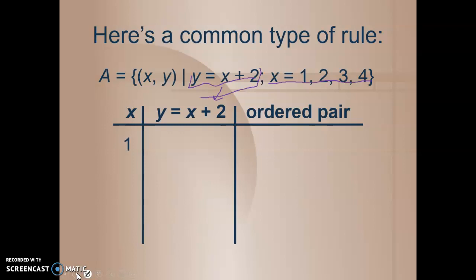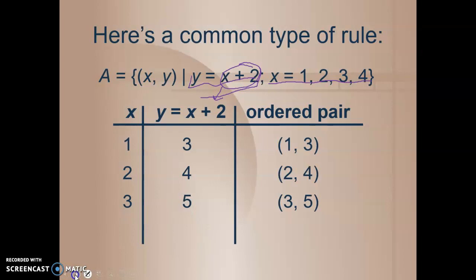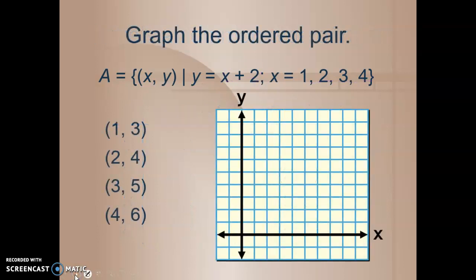So when we plug in 1, 1 plus 2 is 3, and our ordered pair is 1, 3. When we plug in 2, again, we're plugging them into this equation here, 2 plus 2 equals 4, so our ordered pair is 2, 4. When we plug in 3, 3 plus 2 is 5, so our ordered pair is 3, 5. And when we plug in 4, we get a 6, so our ordered pair is 4, 6. We have no domain values that are repeated, no repeated x's, so this is a function.